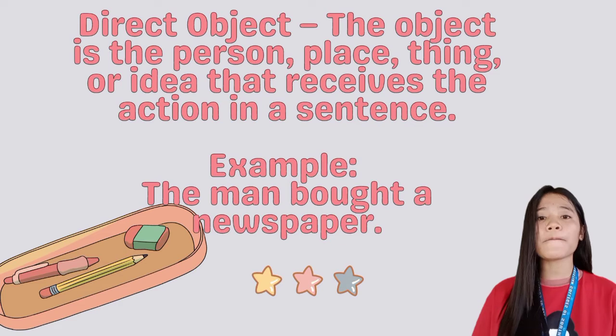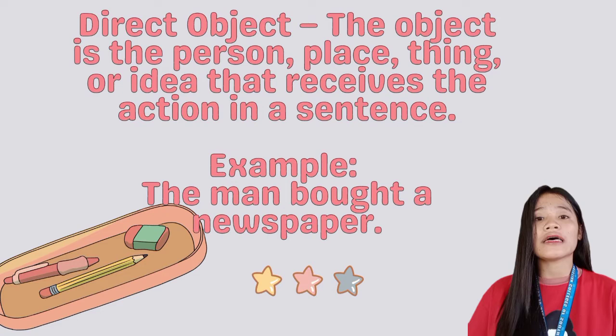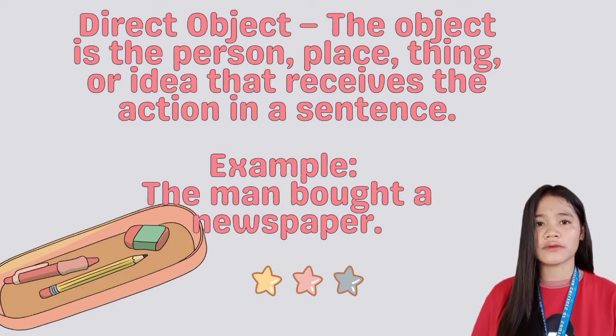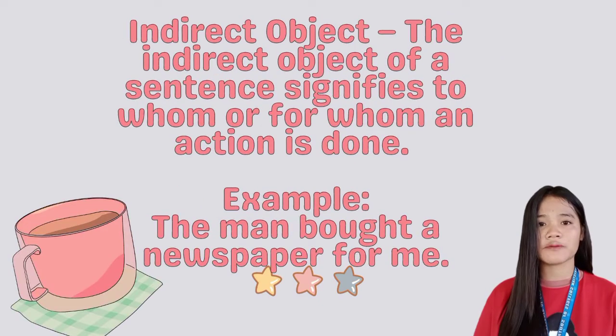For example, in the sentence, "The man bought a newspaper." As you can notice, in this sentence, the direct object is the newspaper because it is the one that received the action. So what did the man buy? The newspaper, right? Now let's proceed to the indirect object.